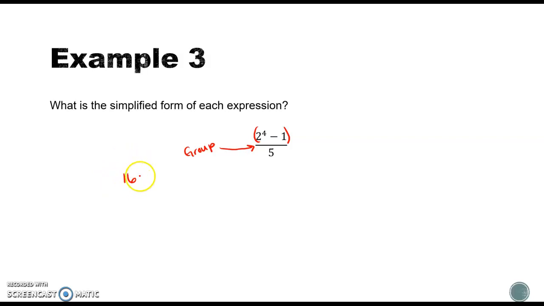So we're going to end up with 16 minus 1 divided by 5. And then 16 minus 1 is 15 divided by 5, and 15 divided by 5 is 3. And so then that is our final answer on that one. And again, within my grouping symbol, which in this case was the fraction bar, I did my order of operations again. So if you have parentheses within parentheses, then you go to the innermost parenthesis.